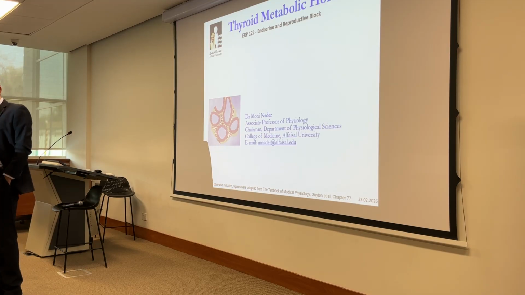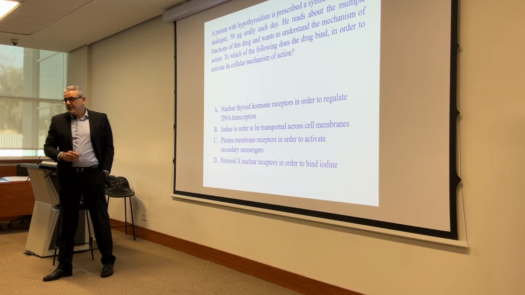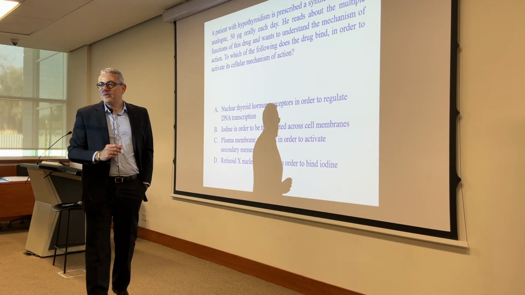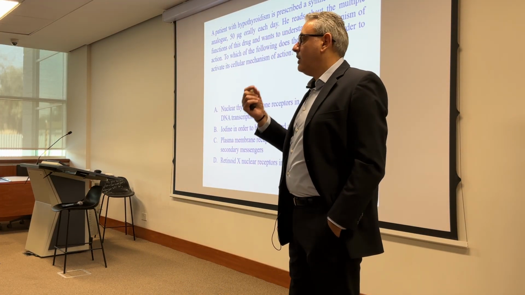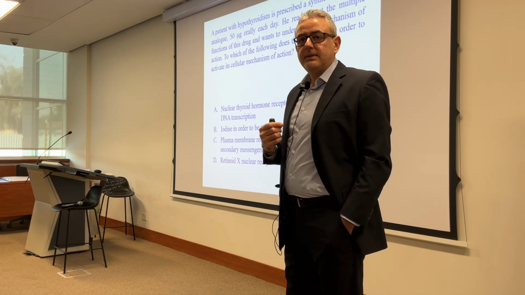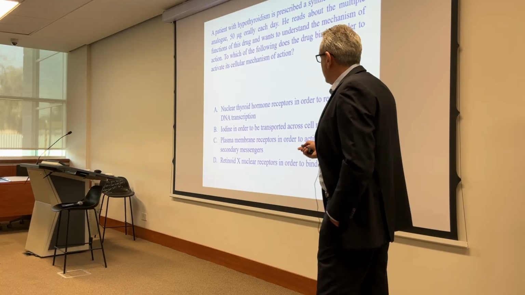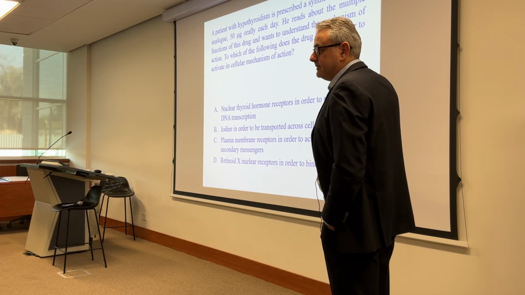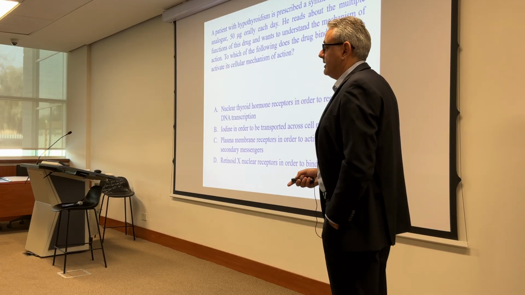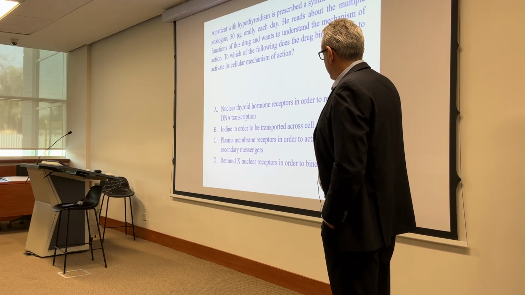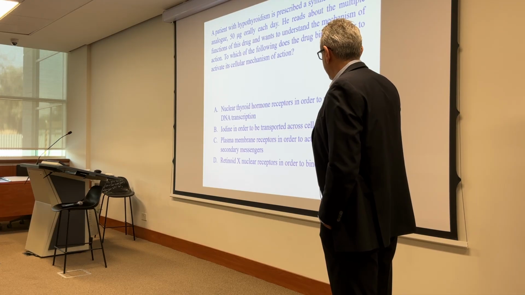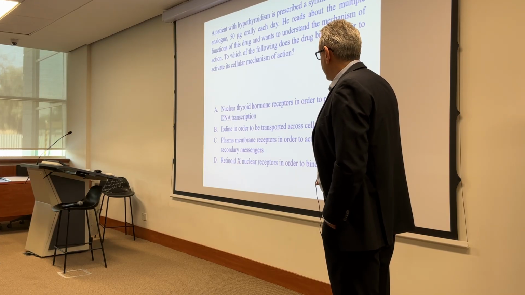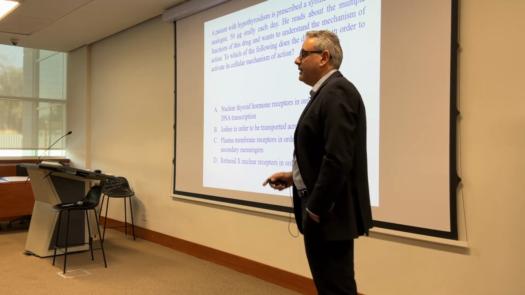Before I go there, I have a question for you, okay? Read the scenario and tell me which answer you think is correct. There's a person who has a problem in the thyroid gland, and he's on daily oral intake of thyroxine. The question is, to which of the following does the drug bind in order to activate its cellular mechanisms of action? A, nuclear thyroid hormone receptors in order to regulate DNA transcription. B, iodine in order to be transported across cell membranes. C, plasma membrane receptors in order to activate cellular messengers. And D, retinoid X nuclear receptors in order to bind iodine.